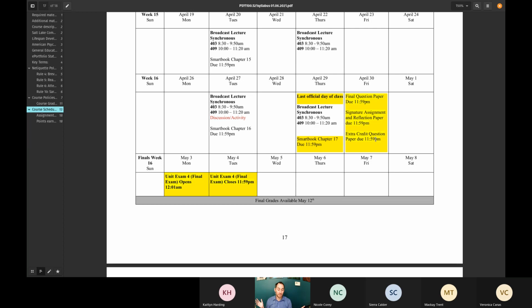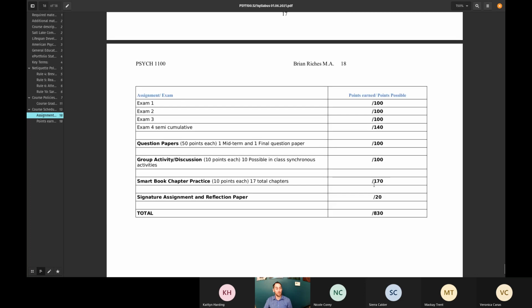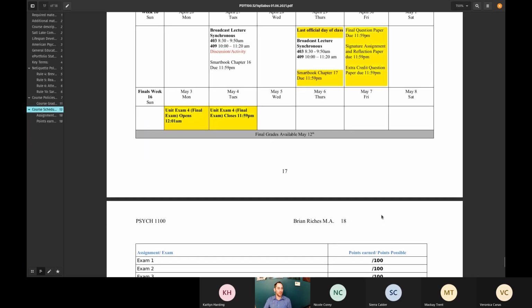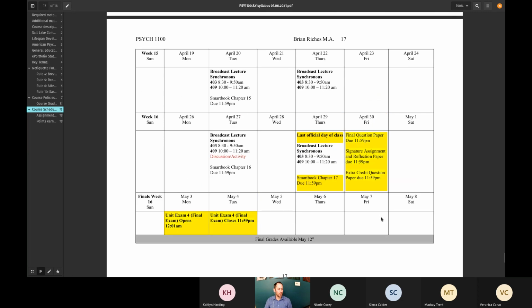So quite a few points if you want to do another question paper that you can get for some extra credit. Don't forget, be tracking your points. The gradebook does a pretty good job of this too, so that's usually pretty accurate, but if there's ever any mistakes or problems, hopefully you've been tracking your points too. All right, any questions about the class logistics before we get into today's lecture?